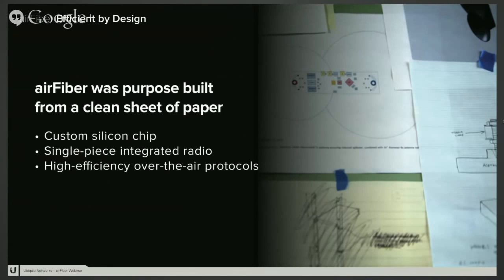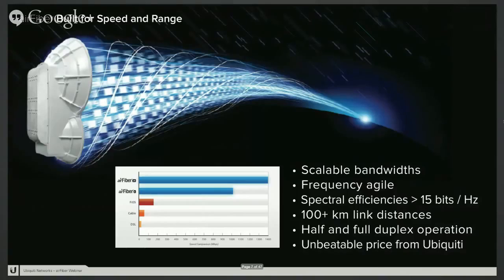And that also means that AirFiber is efficient by design. When the AirFiber team started this project, they started from a clean sheet of paper, and that resulted in a custom silicon chip, single-piece integrated radio, and high-efficiency over-the-air protocols. As a result, AirFiber is built for speed and range. We achieve that through scalable bandwidths, the fact that AirFiber is frequency agile, spectral efficiencies greater than 15 bits per hertz, and link distances over 100 kilometers. AirFiber also features half and full duplex operation, and let's not forget the unbeatable price from Ubiquiti.